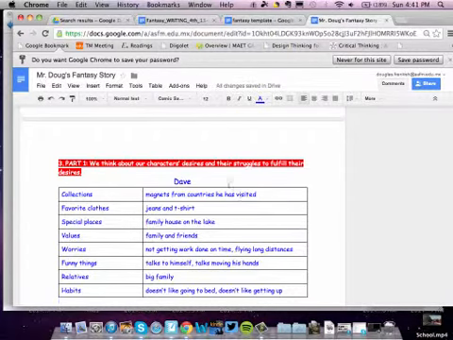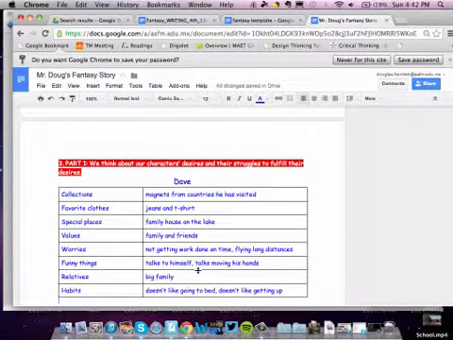And I want these things to be as realistic as possible because that's going to make my reader believe that he's real. So things that he might collect are magnets from other countries he has visited, his favorite clothes, jeans and a t-shirt. Special places, his family lake house. Values his family, he values his friends. He worries about not getting work done on time. He worries about flying long distances. Again, some of these things you can see are put in there on purpose based on what my story is going to be about.